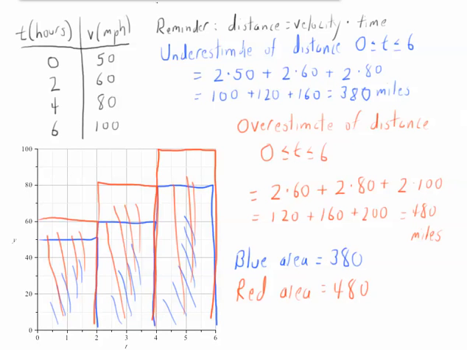All right, what I want you to get out of this is the idea that given information like this, we can make estimates for the area, underestimates and overestimates, and we can connect those to areas on a graph where we're plotting velocity over here and time over here.